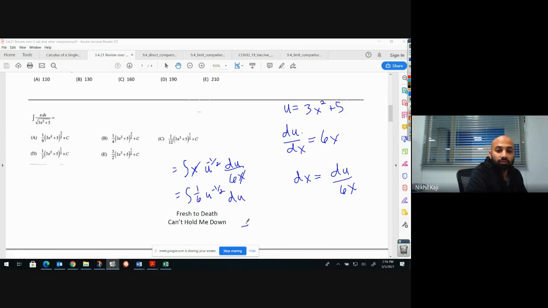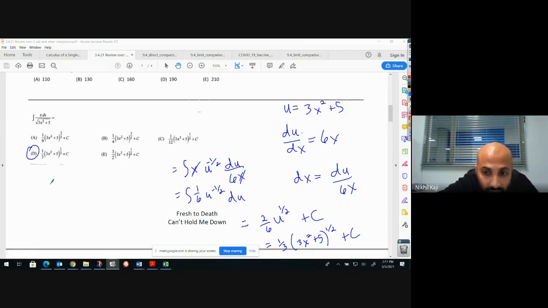So what does that equal? Add 1 and divide, and we end up with u to the 1/2 times 2. Divided by 1/2 means times 2. So 2 times 1/6 is 2/6, or 1/3, plus c, because there's no bounds to plug in. So now we just have to plug in our u. So let's simplify that to 1/3 (3x squared plus 5) to the 1/2 power plus c. Let's see here. Do we have that? Yep, that's answer choice D.